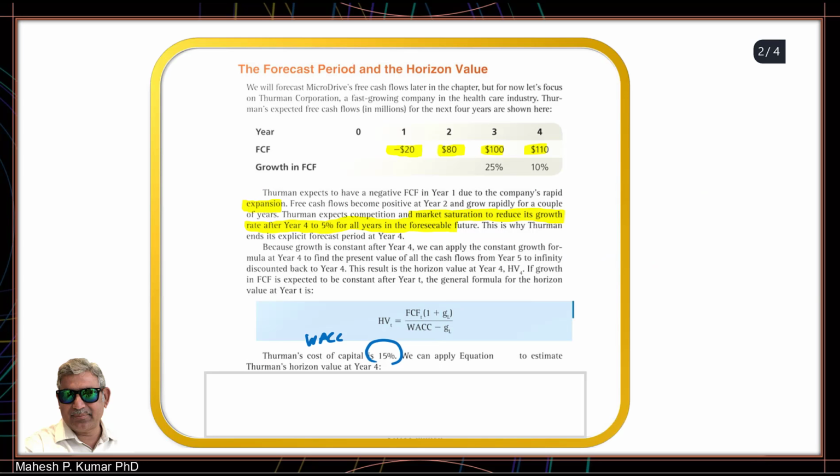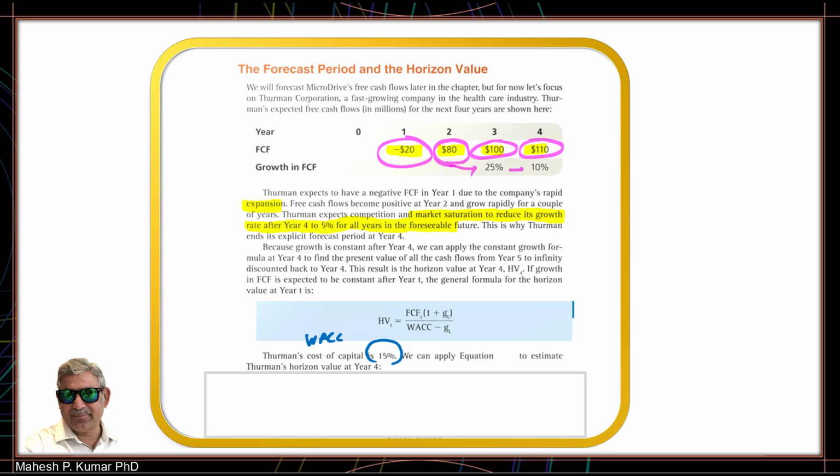So here we have a scenario where the company in year 1 has negative cash flows, because it may be an expansion year. So the company has $20 million of outflow of cash as it may be expanding. In year 2, the company starts making positive cash flows. It is $80 million. In year 3, cash flows increase by 25%, and then it is $100 million, and then they increase by 10%. They are $110 million in the 4th year.